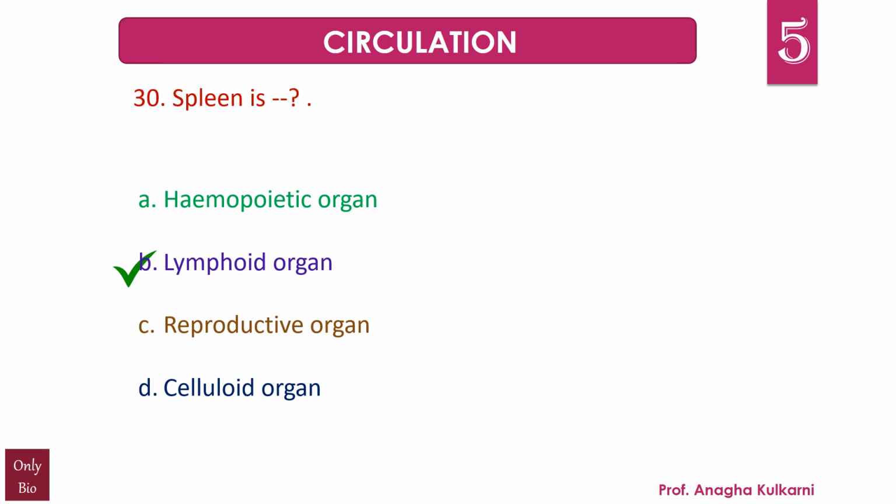So the correct answer here is lymphoid organ, and it is involved in the production of antibodies. That is, it is a part of the immune system, you may say.